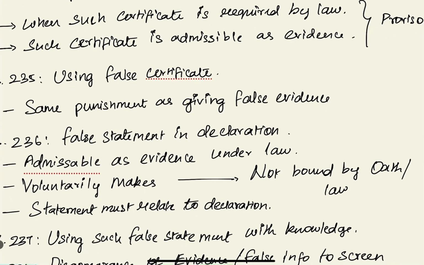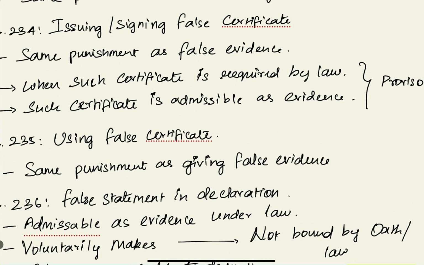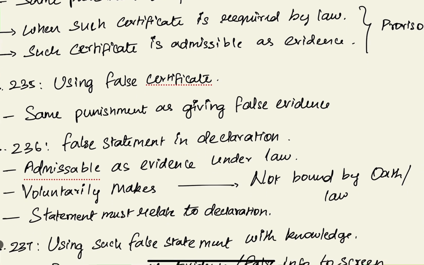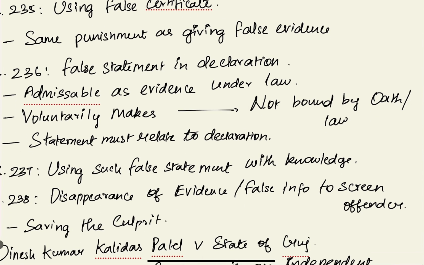Section 235 deals with using false certificates. So 234 deals with issuing and signing false certificates, and 235 deals with using such false certificates. Same punishment as giving false evidence will be imposed, and such persons shall be liable for the same.